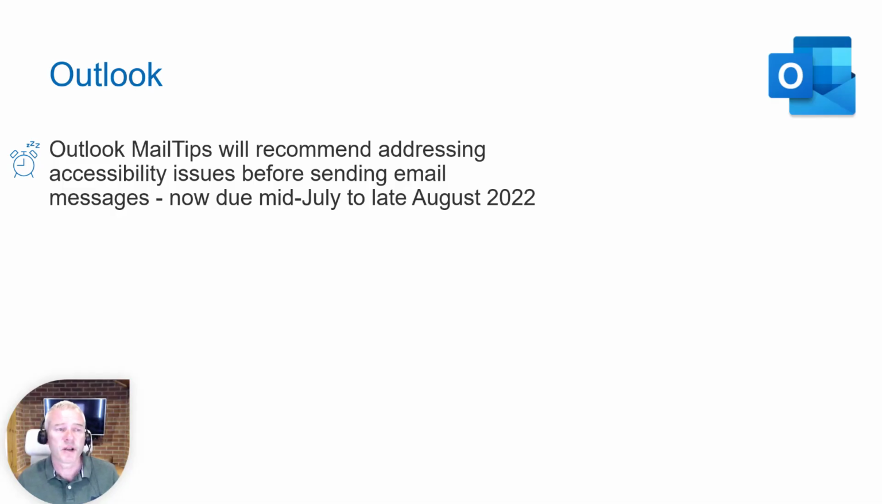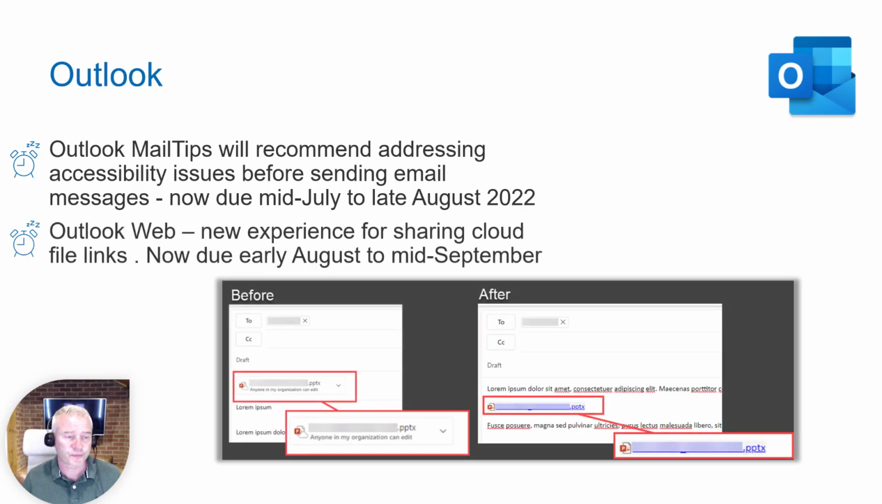We don't have any big updates for Outlook. We've just got some updates of existing things that I've told you about. Outlook mail tips that will recommend addressing accessibility issues before sending. So it'll tell you as you go along. There's loads of things that it checks actually. If you're interested in that, have a look at the notes, hop over to the blog, and then you can learn about that. It's quite a few things it does. Pushed back a little bit, but will be mid-July to late August.